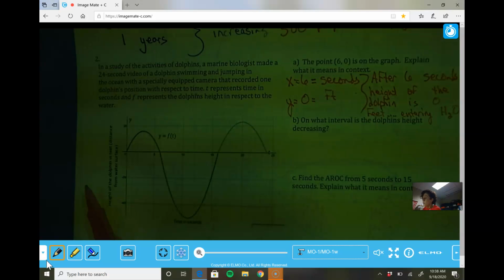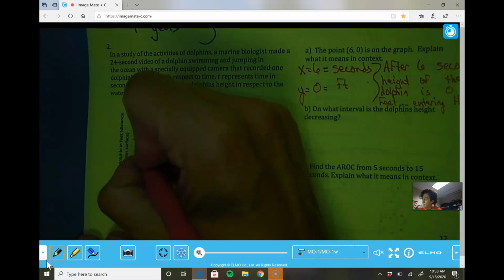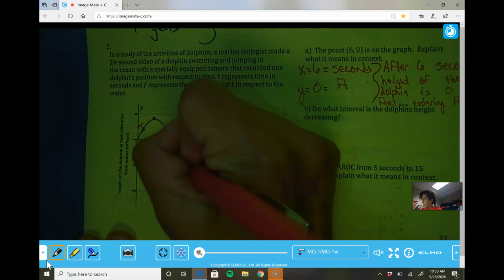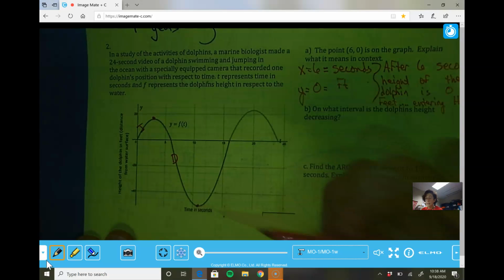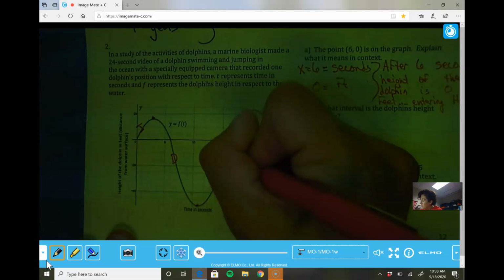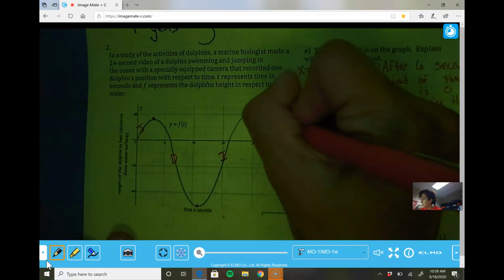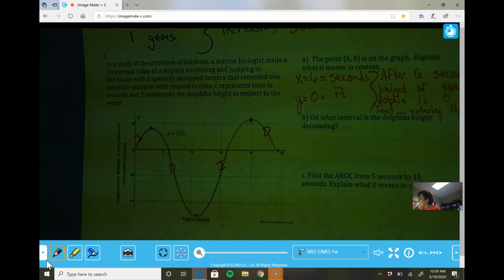Okay, so we talked about increasing and decreasing. So here the dolphin's height is increasing. It hits the top, and then it starts to decrease this whole segment until it gets to a low point, and then it starts to increase again until it gets to a high point, and then it starts to decrease, and then the camera shut off. So on what interval is the dolphin's height decreasing?